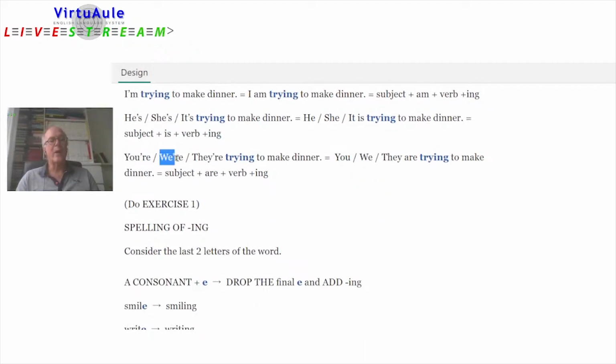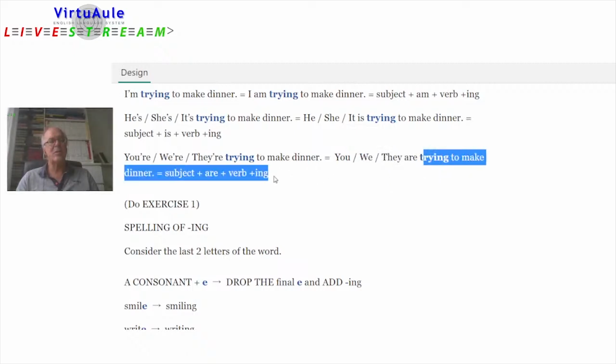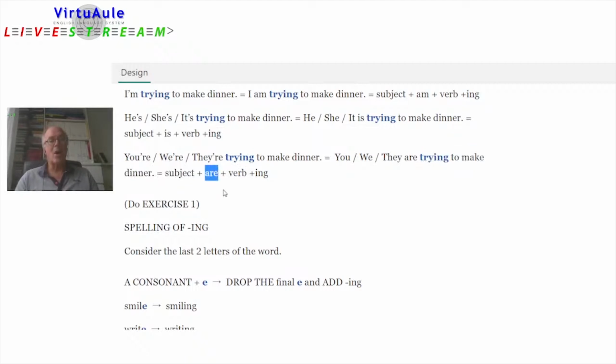You're, we're, they're trying to make dinner. You, we, they are trying to make dinner. We have the subject, and the auxiliary verb are in this case, because these are plural subjects, you, we, they, and then we have the verb plus ing. This is the form of the present progressive, sorry.